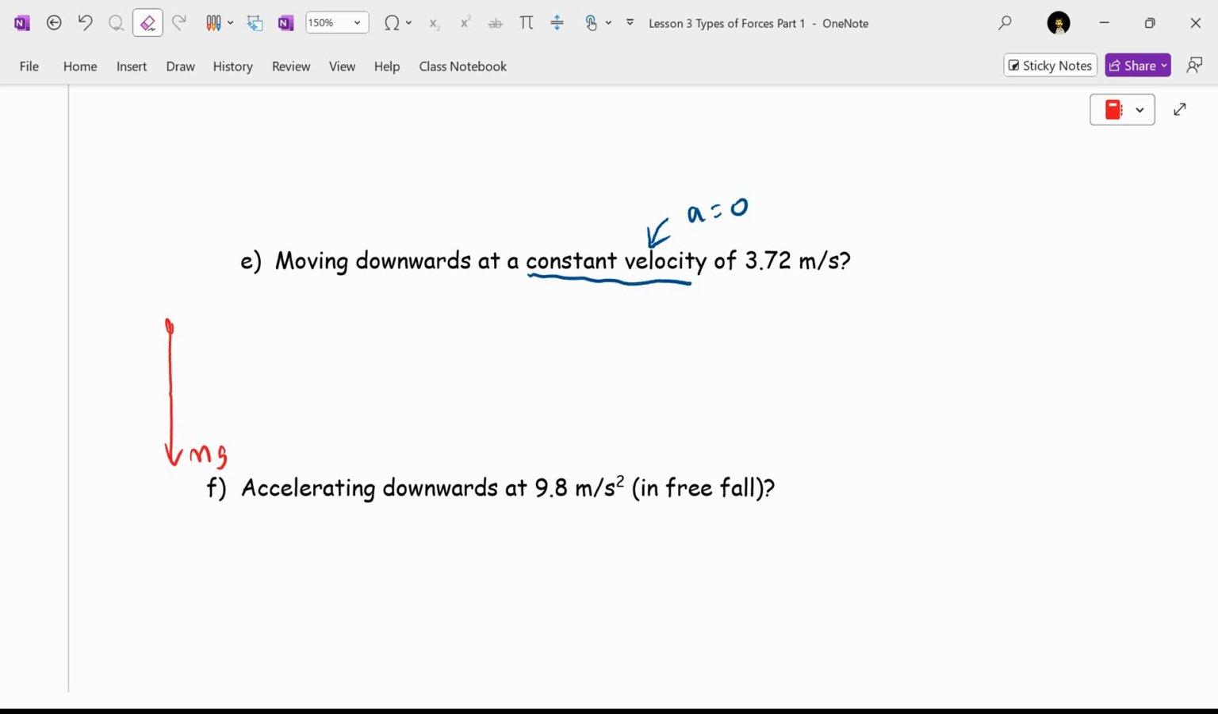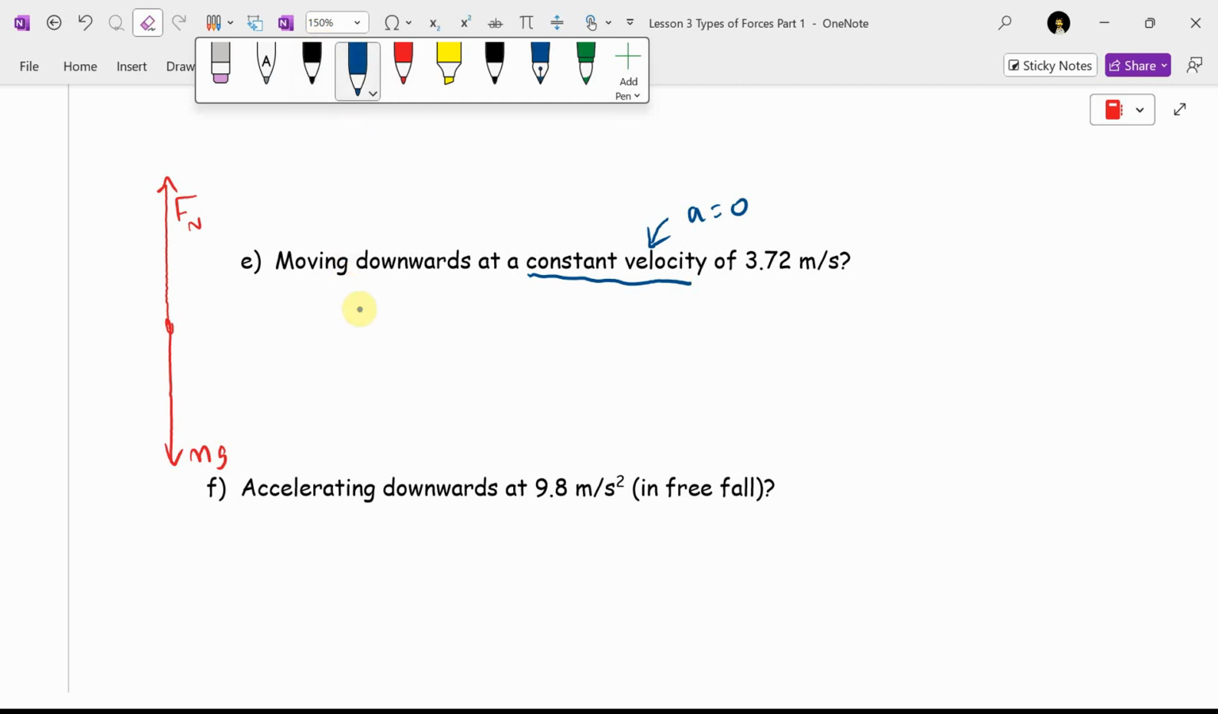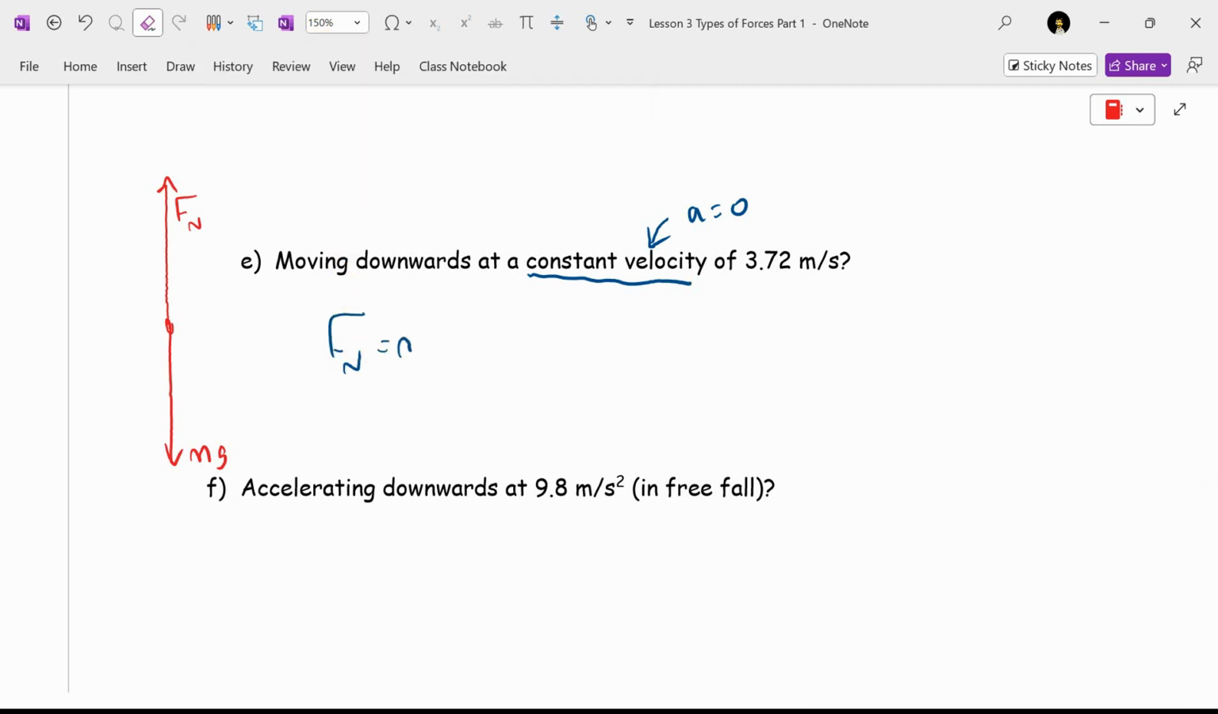Why? Constant velocity. Now, a lot of students see the word downwards and they want to make gravity bigger. No, constant velocity. The normal force is going to be the same size. In fact, my equation here isn't going to be winner minus loser equals ma. If forces are balanced, it's a tie. The normal force equals mg. That's what all of you experience as your normal.